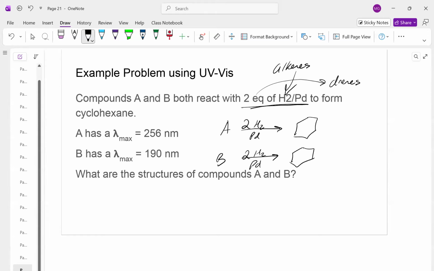Well, if we put both of them in a UV visible spectrometer, notice that A has an absorption around 256. If that's within the 200 to 400 region, what does that tell you about the pi system? This tells you it's a conjugated diene. And B is not within that 200 to 400 region. So this is an unconjugated diene.